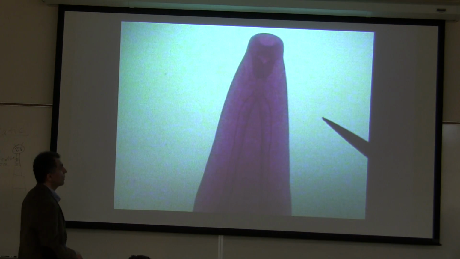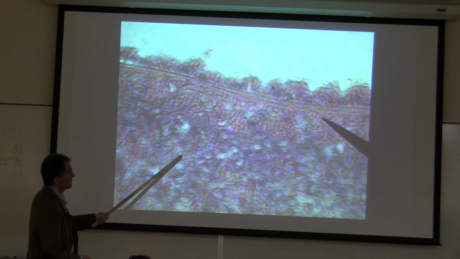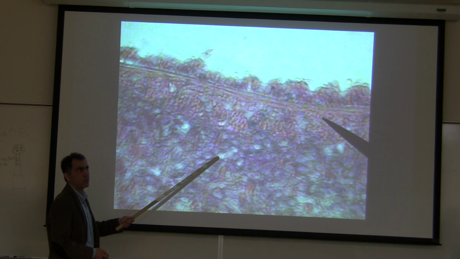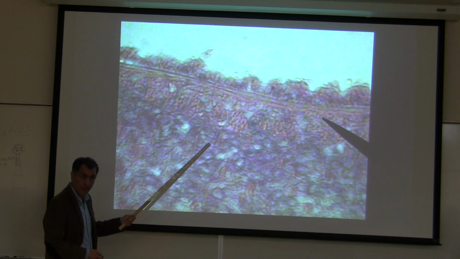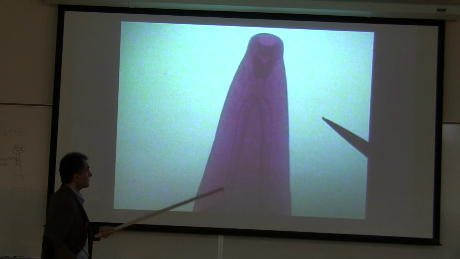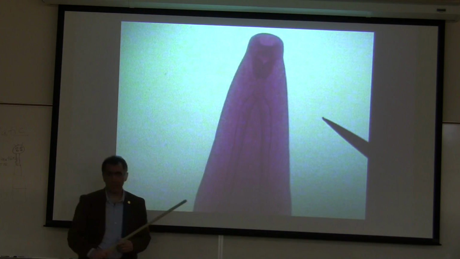Okay, but again, what is the name of the organism? Planaria. Dugesia. What class? Turbellaria. What phylum? Platyhelminthes. Okay.